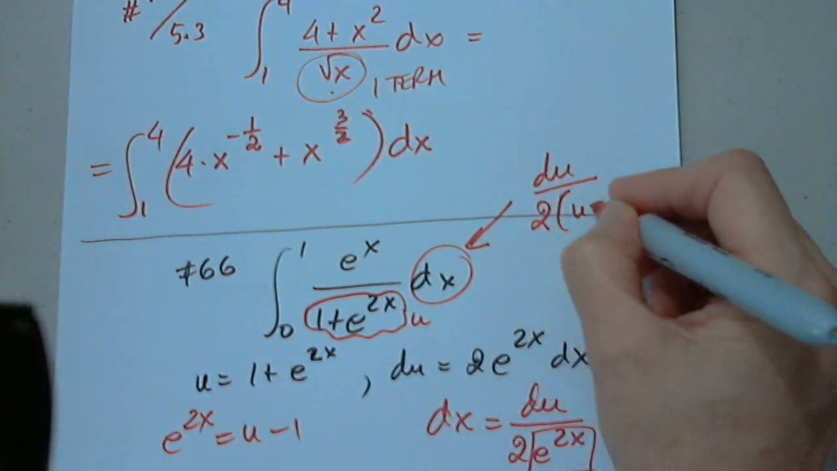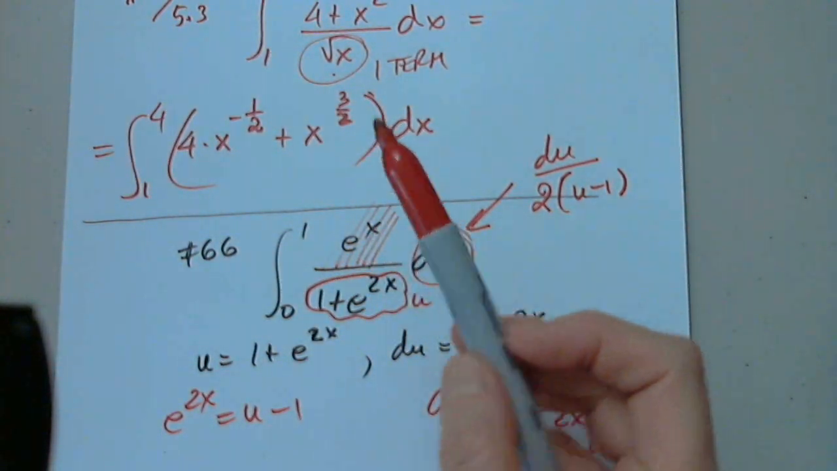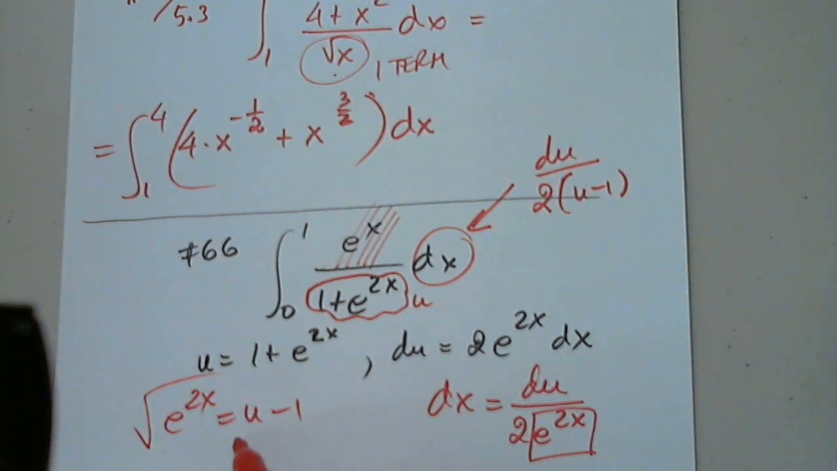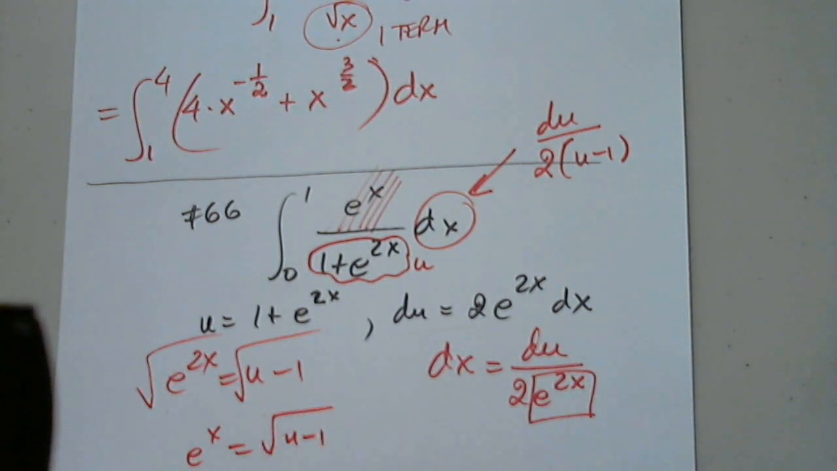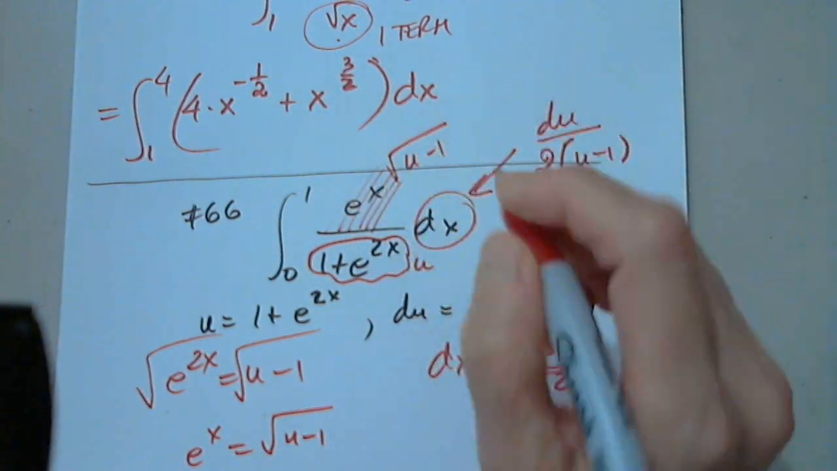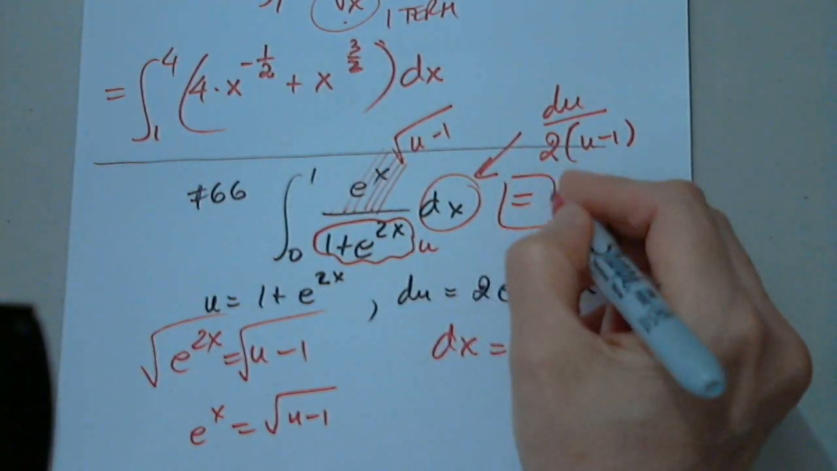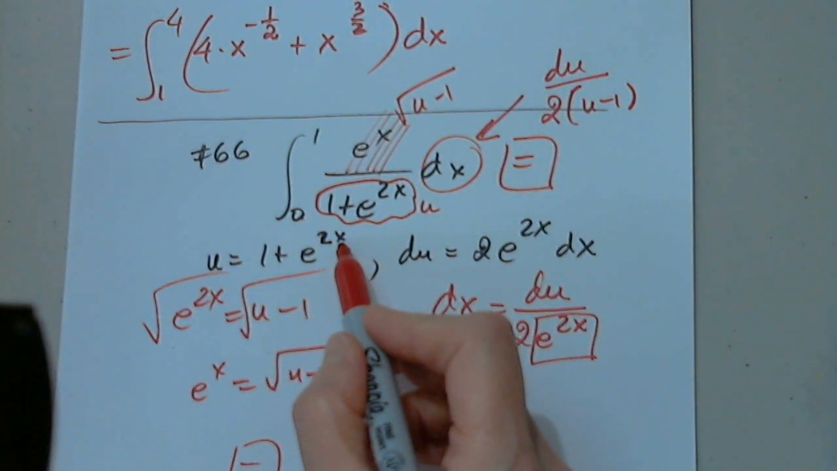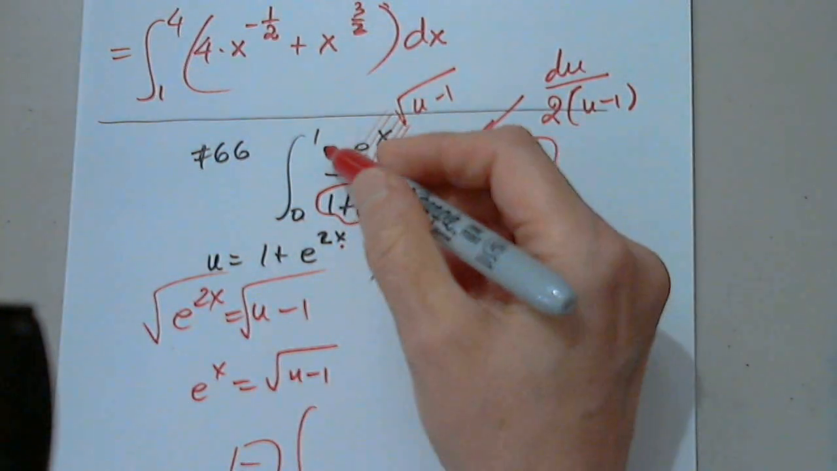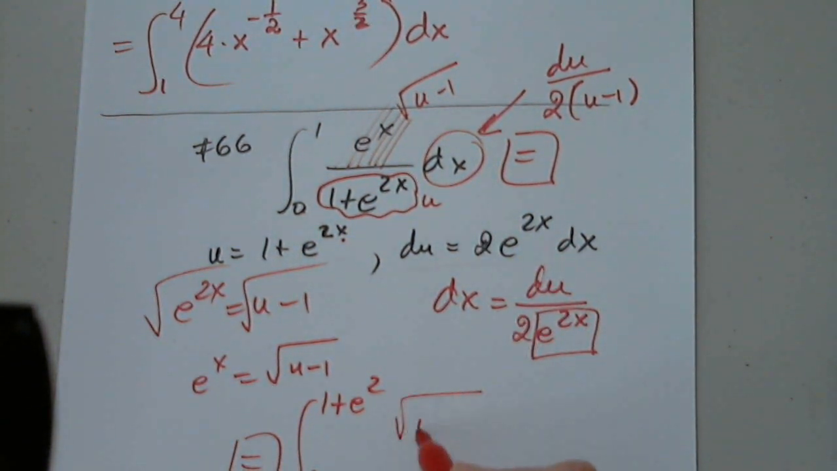I have 2 times u minus 1. But now I have to do something with this. And what can I do? I have to take the square root to get e to the x as the square root of u minus 1. And this becomes not user-friendly at all. So from here, the integral will look like this. Careful, 0 is 1 plus 1, and 1 is 1 plus e squared. So look how the integral looks at this moment.